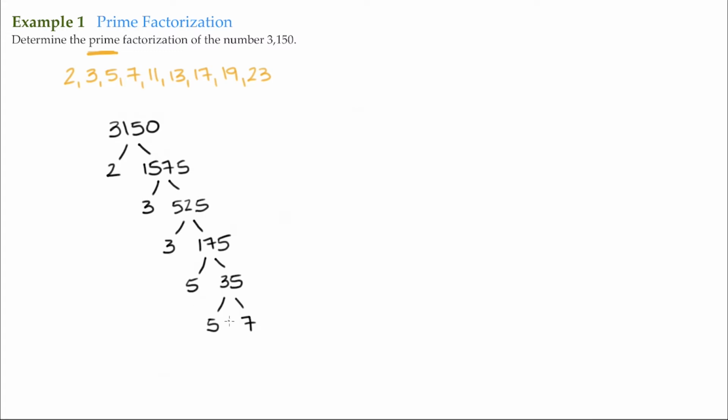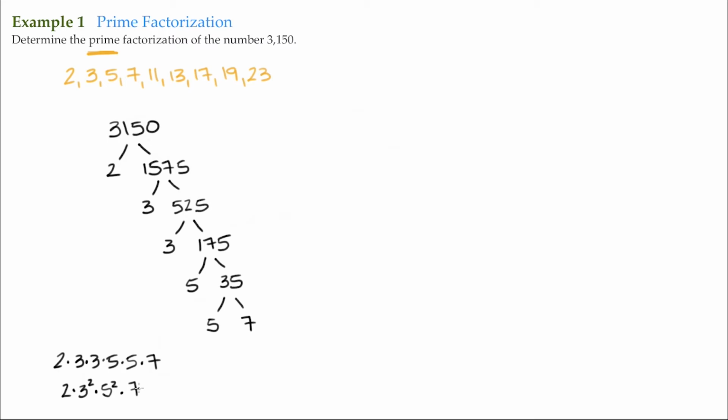That's 2 times 3 times 3 times 5 times 5 times 7. That's equal to 3,150. And we're going to write this as 2 times 3 squared times 5 squared times 7.